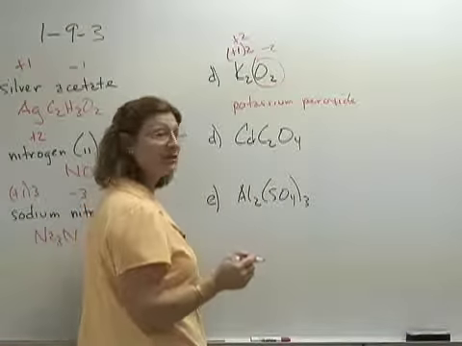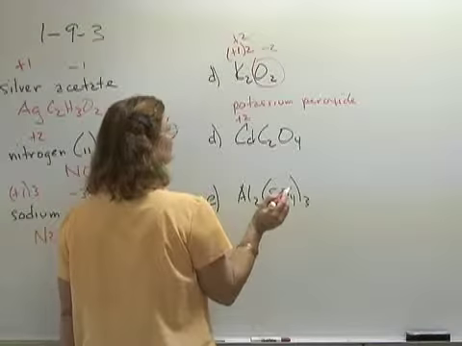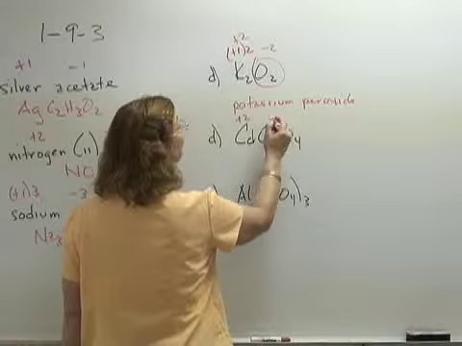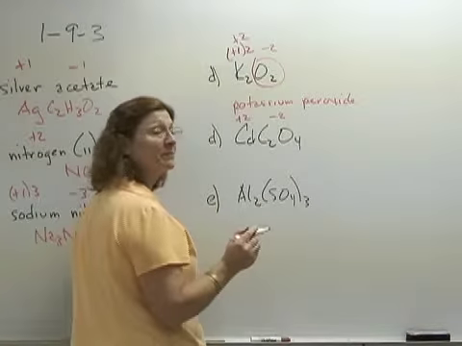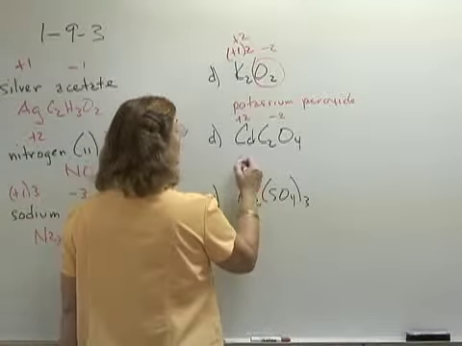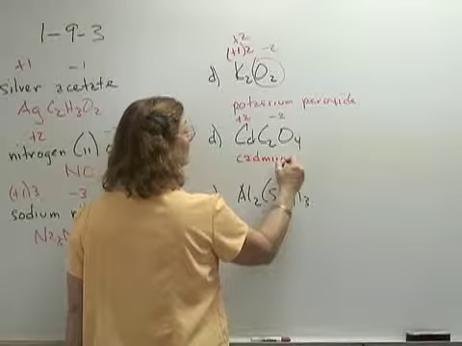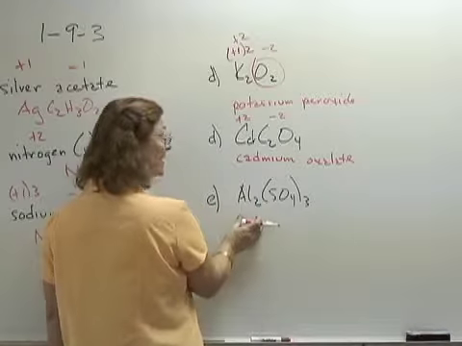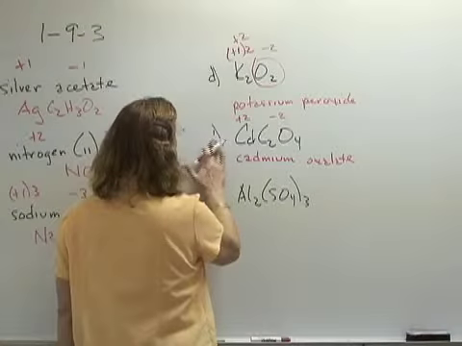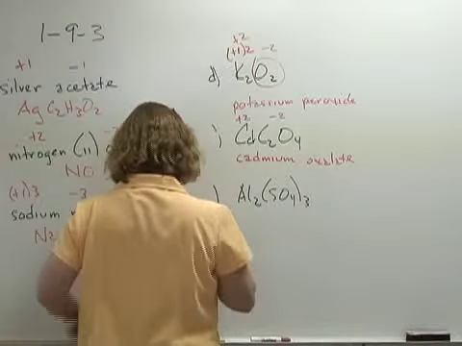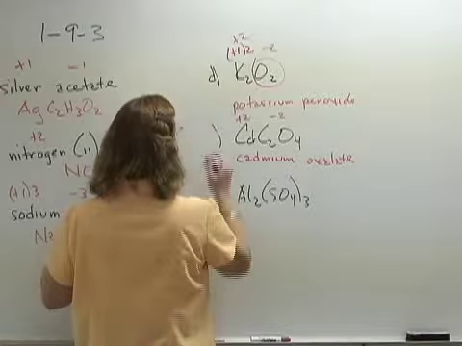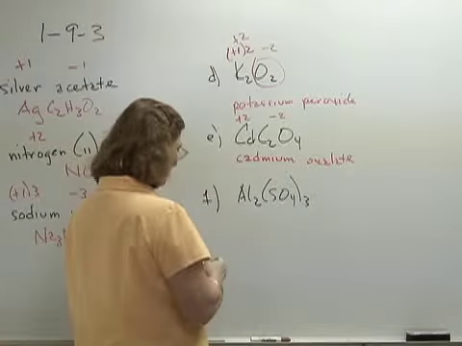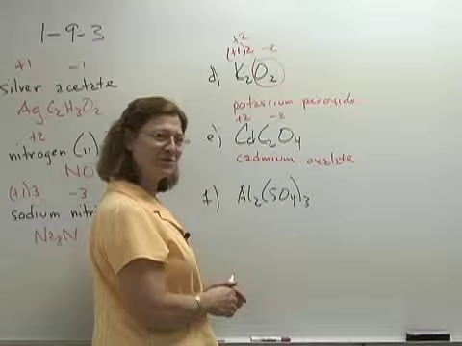Cadmium is always +2. And oxalate is -2. Cadmium does not need a Roman numeral, so it's just cadmium oxalate. In E, oh my, did I letter these incorrectly? We can't have that, we have to fix that. There you go. Don't want any confusion about that.